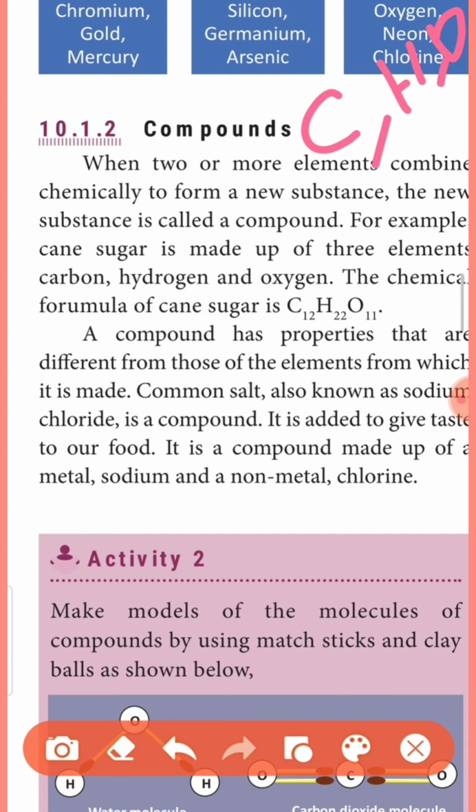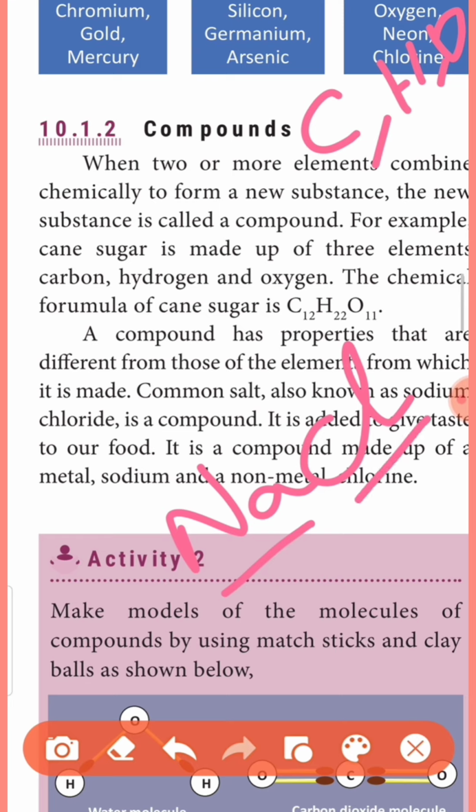Common salt, also known as sodium chloride, that is NaCl. It is added to give taste to food. It is a compound made up of a metal called sodium and a non-metal called chlorine. Sodium, a metal, and chlorine, a non-metal, combine together to form table salt, NaCl.